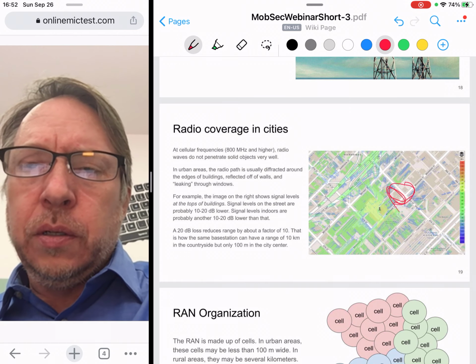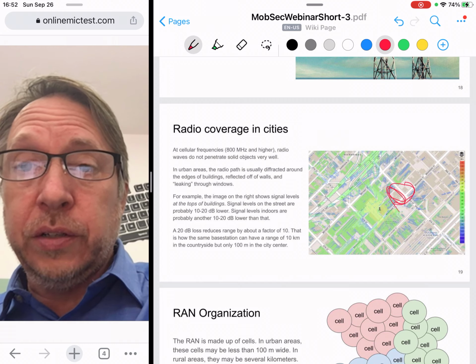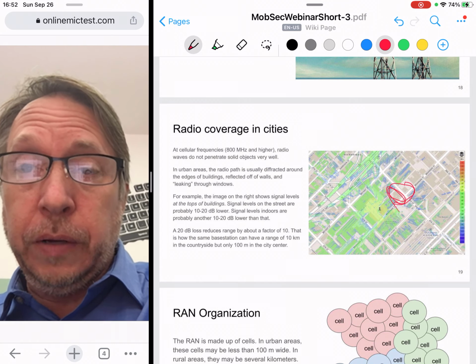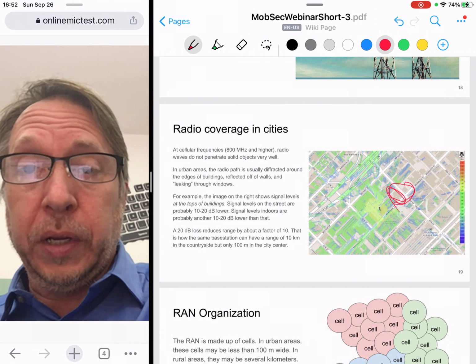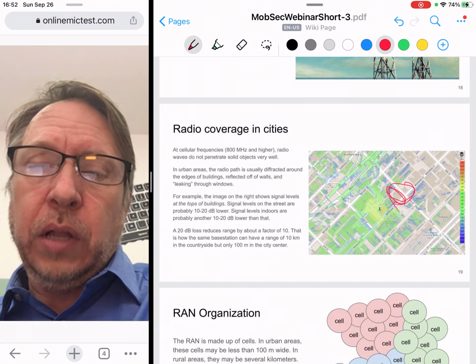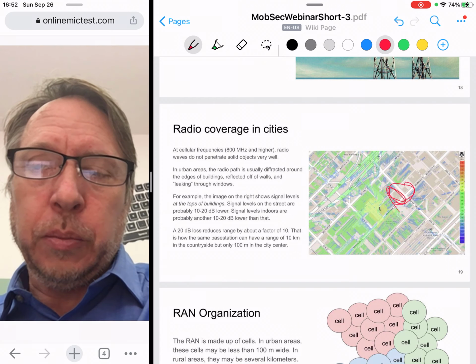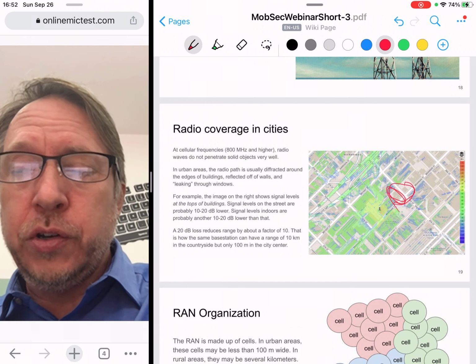Another is because there's a certain amount of overlap between cells. How much overlap depends on the technology, but there is a certain amount of overlapping coverage that's necessary for handover to work, because during handover, the cell has to be able to see signals from both towers at the same time, so you have to have overlapping coverage.